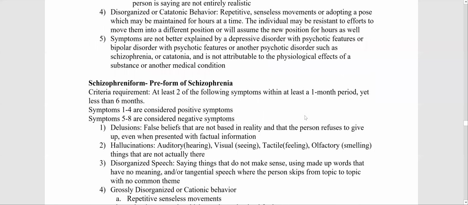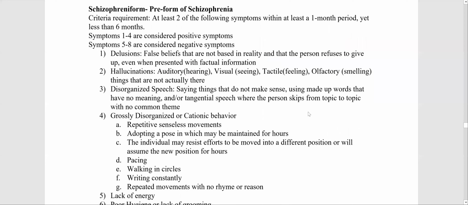So now as we move down the spectrum, we have schizophreniform. And the easiest way to remember this is to take out the middle, phrene, and look at it as the pre-form of schizophrenia. So schizophreniform is the pre-form of schizophrenia. Why? Because it comes before it.